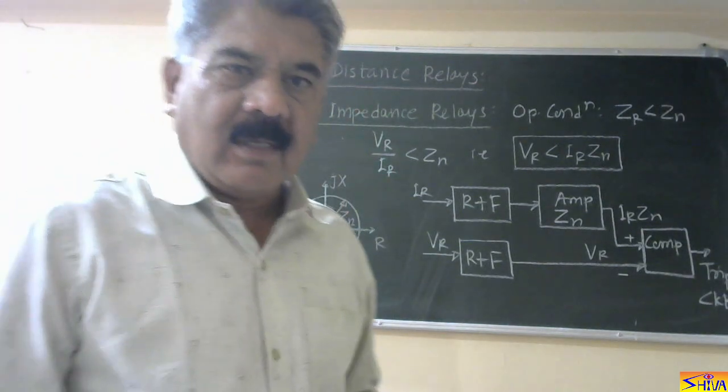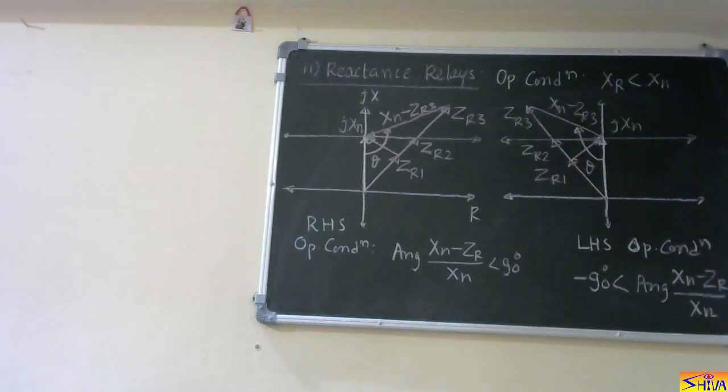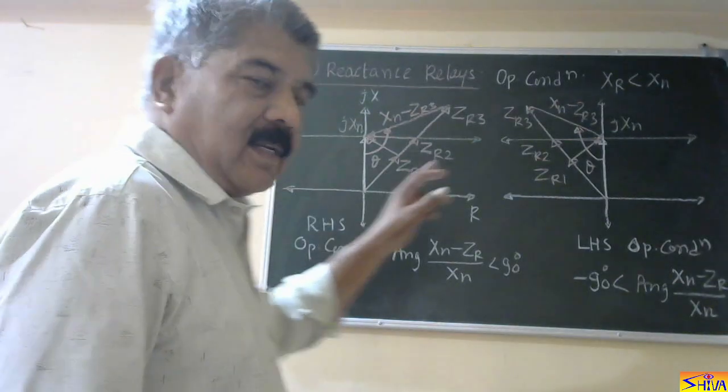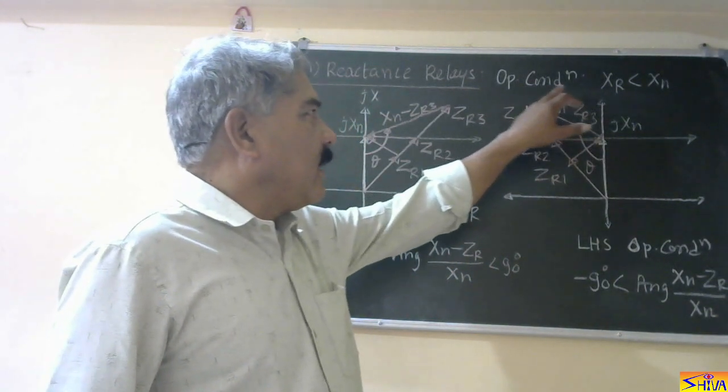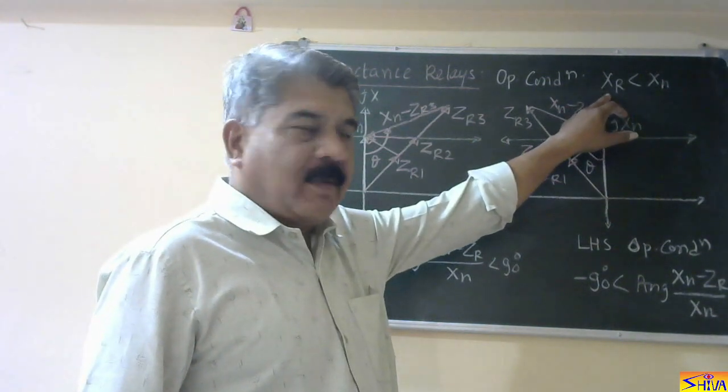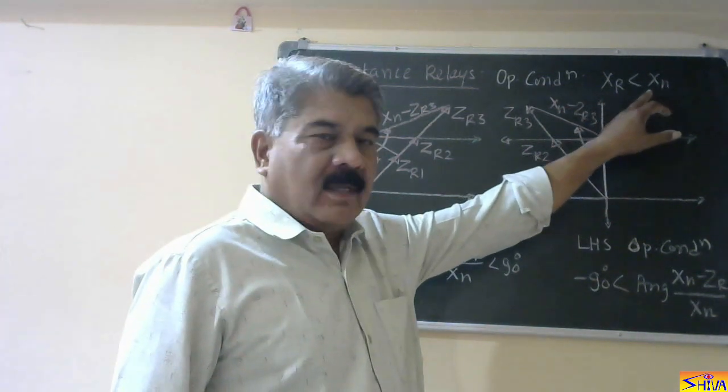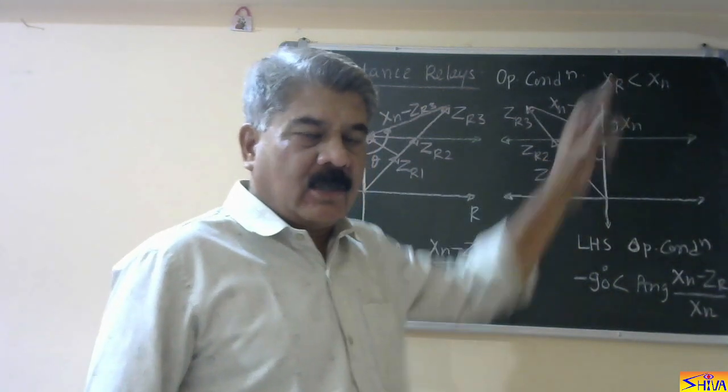Next is reactance relay. For reactance relay, operating condition is reactance measured by the relay should be less than reactance setting of the relay, that is reach of the relay.